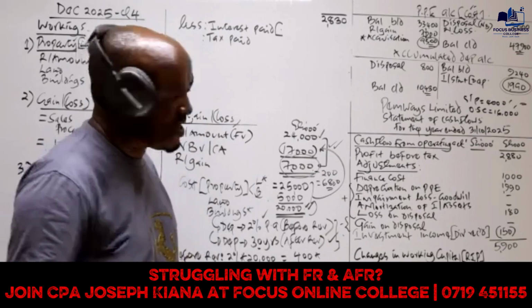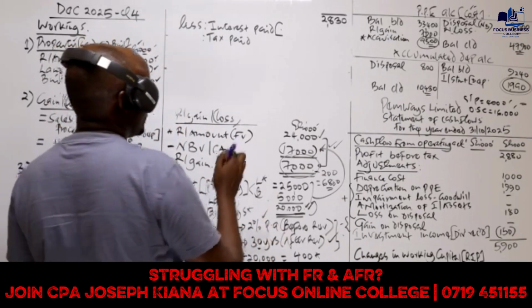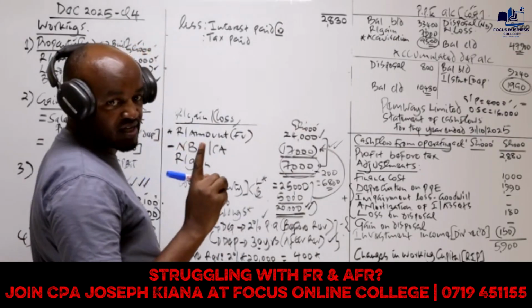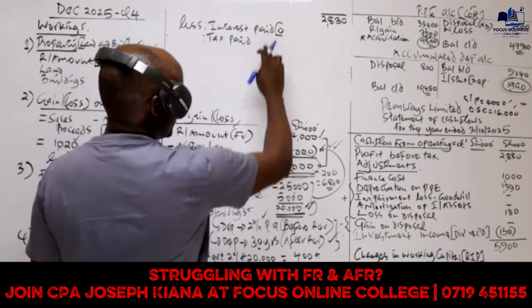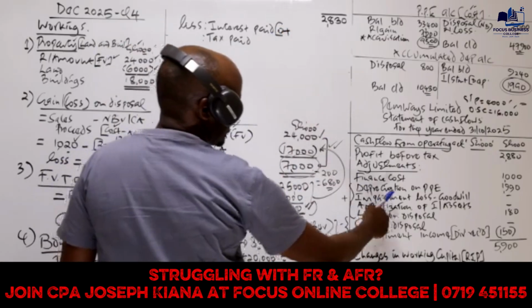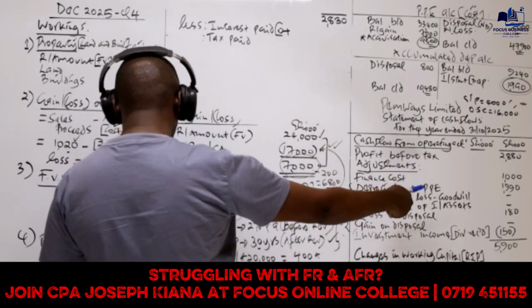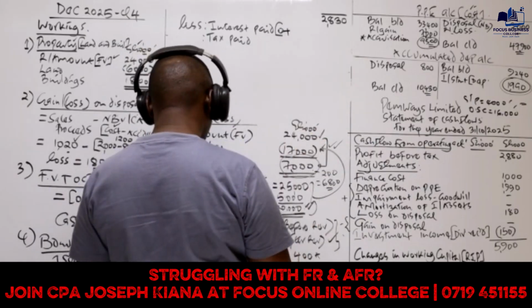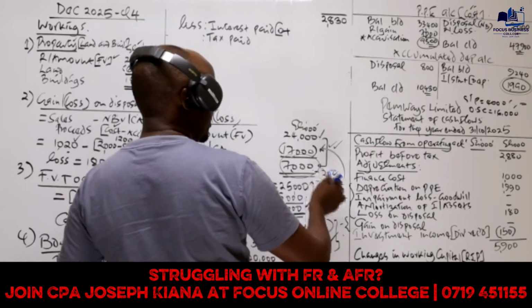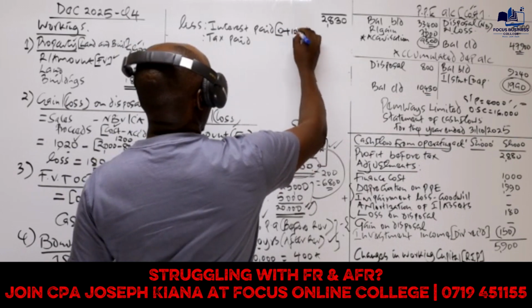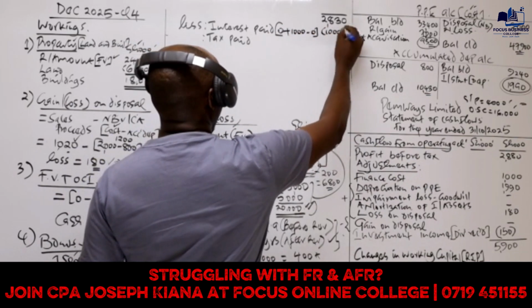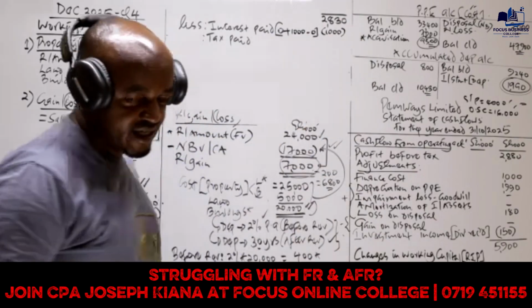But in this case, we said if there was any accrued interest, what you do, take the accrued interest at the start, or the interest payable at the start, which we don't have, plus the finance cost in the income statement, which is this one, 1,000, minus the accrued interest at the end. So the difference, or basically whatever you get, is the interest which was paid.